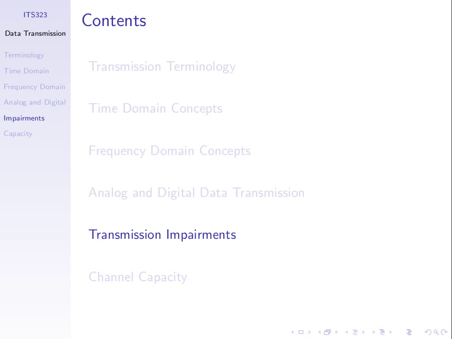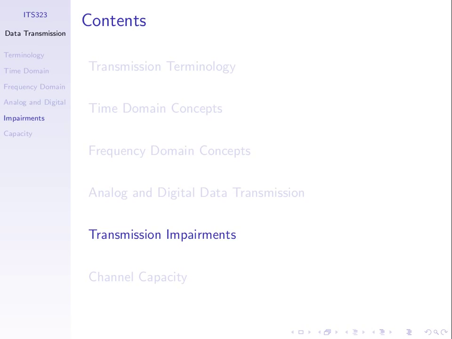And there are three main impairments. Attenuation. You transmit a signal with some strength, and the characteristics of the medium that it passes via reduces the signal strength across distance. So the further the signal travels, the weaker it gets. That's called attenuation.